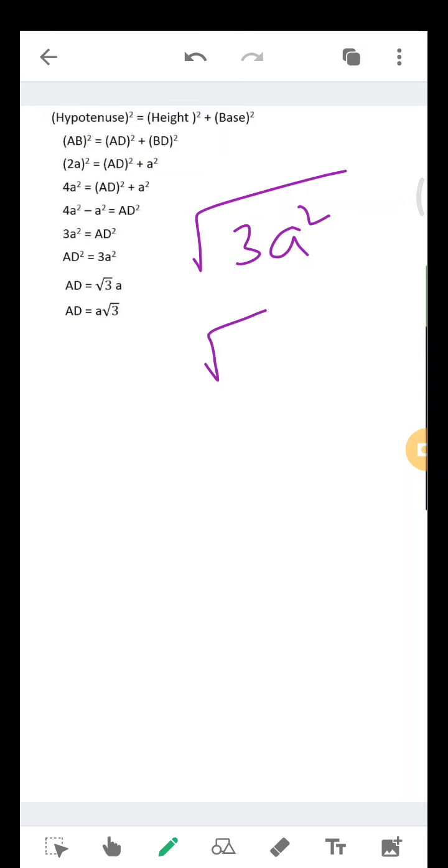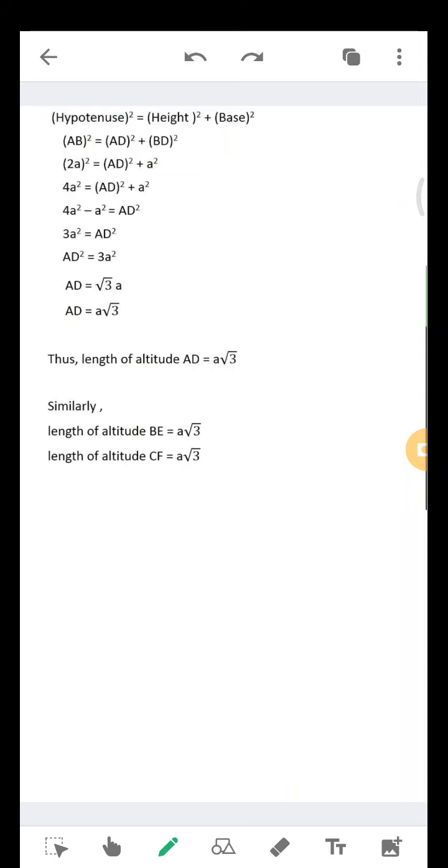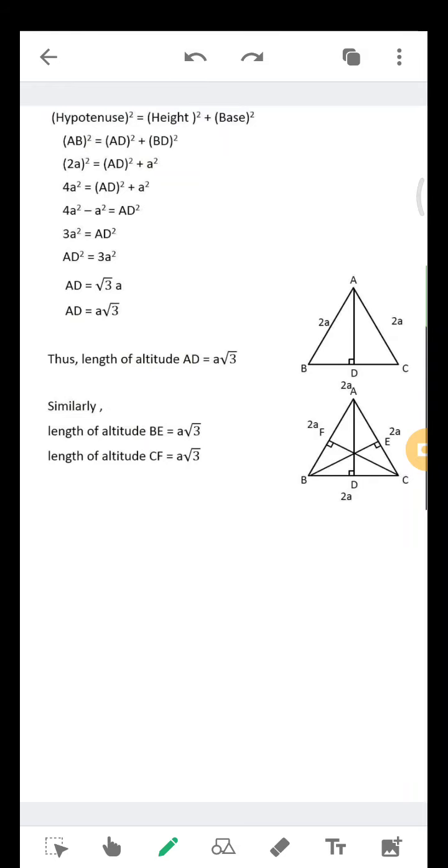What happens here? Root remains as it is for 3, and for A square, square and root gets cancelled. Finally we get root 3A. So we get the length of the altitude, that is root 3 into A. Thus length of altitude is root 3 into A. Similarly, length of other altitudes also we can find. Okay, I said you just now we have three altitudes in a triangle. Length of BE will also be A root 3 and length of CF is also A root 3.